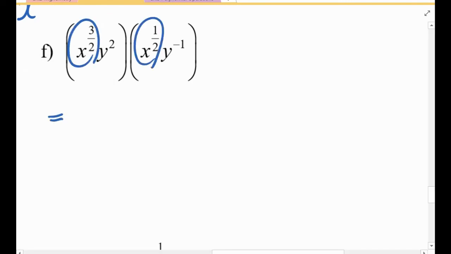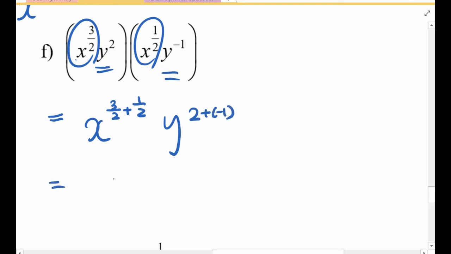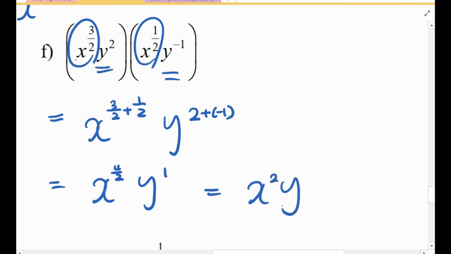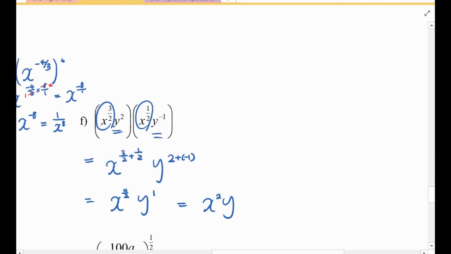So we have x 3 over 2 plus 1 over 2, because multiplication, you add them up. y 2 plus negative 1. Right? Then x 4 over 2, y 2 minus 1. And x 4 over 2 is squared. And 1, omit 1, becomes x squared y.